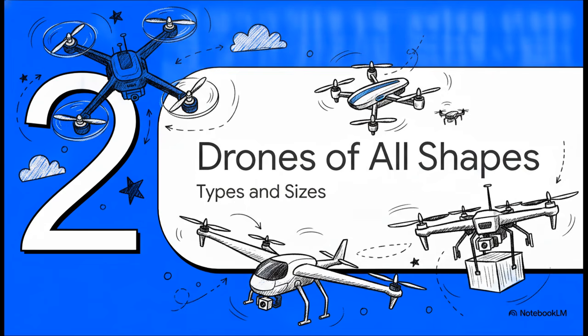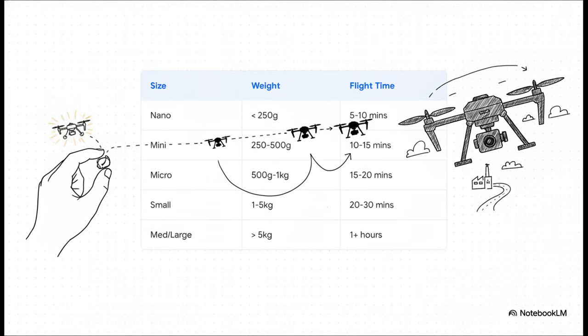Moving right along to Section 2, drones of all shapes. Let's see how this incredible variety breaks down. There's a really vivid contrast in the drone world. On the super light end, you've got nano drones. These weigh less than 250 grams, fit right in the palm of your hand, and usually max out at about 5 to 10 minutes of indoor flight time. But as you scale up through mini, micro, and small drones, which are kind of your standard hobbyist and professional models that fly for maybe half an hour, you eventually hit the big leagues, the medium to large class. These beasts weigh over 5 kilograms, carry heavy payloads like LiDAR scanners or massive camera rigs, and are engineered to stay airborne for well over an hour.